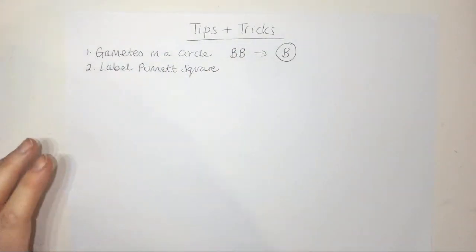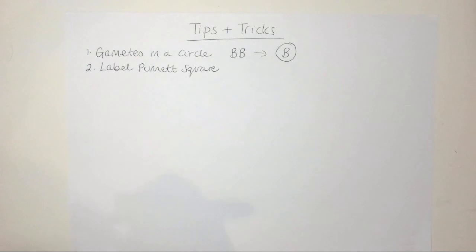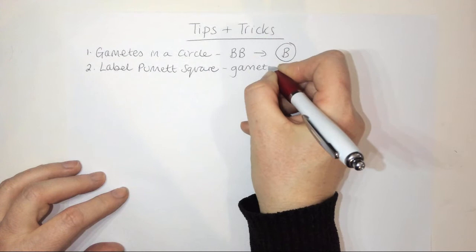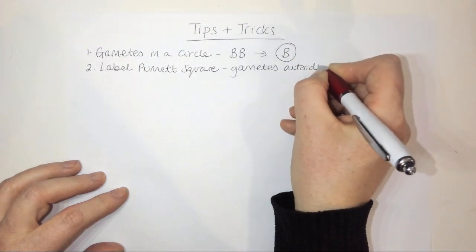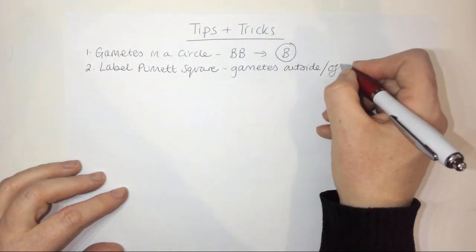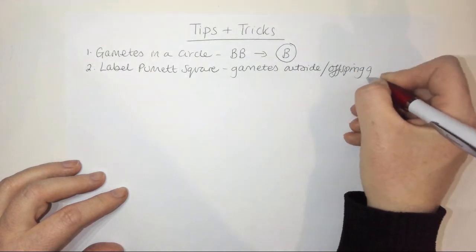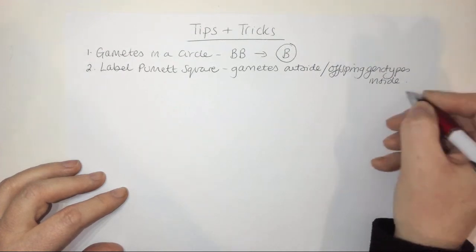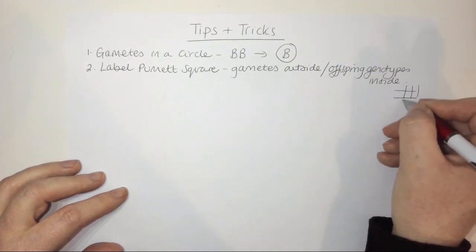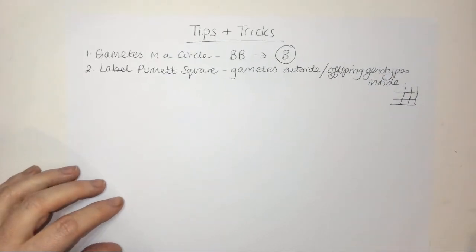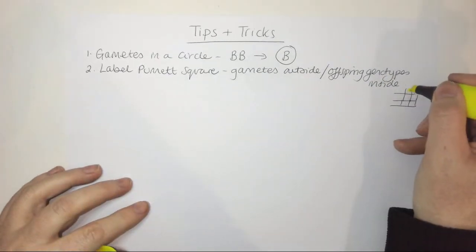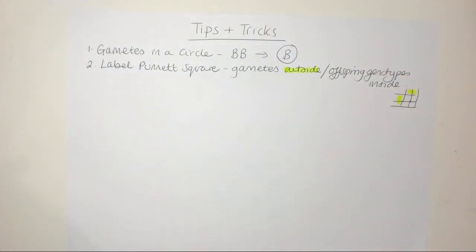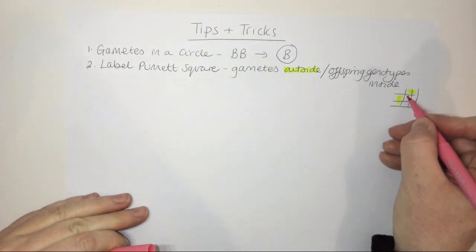I have seen questions where you've got marks for labelling it. People have missed marks if they haven't labelled it. So we also make sure that we know that we've got the gametes on the outside, and we've got the offspring genotypes on the inside. And by outside and inside, I mean this is the outside and this is the inside.